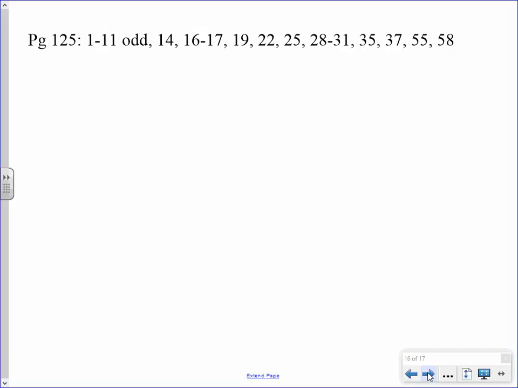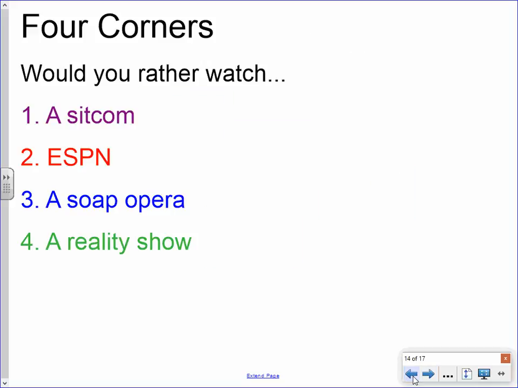At the 2 minutes we have lunch in class, your gold sheet has your homework. I would like you to pick a corner. Would you rather watch number 1 a sitcom, number 2 ESPN, number 3 a soap opera, or number 4 reality show? Pick a corner.